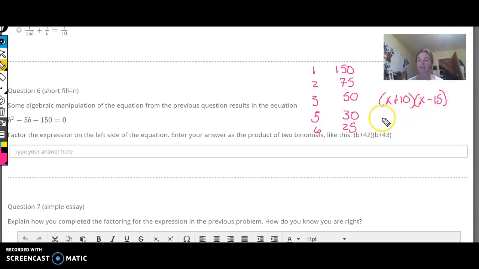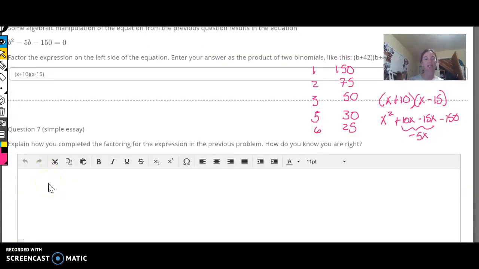All right. If I FOIL it out, I get x squared plus 10x minus 15x. I did those two backwards, and minus 150. So when I combine these, I get minus 5x. So we will just type that in here, x plus 10 and x minus 15. All right.